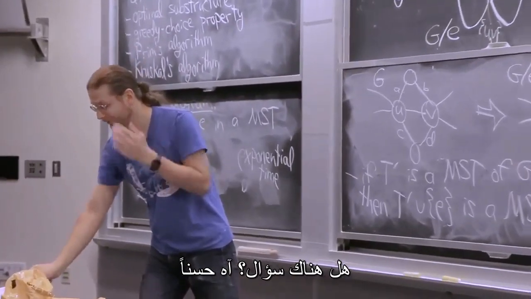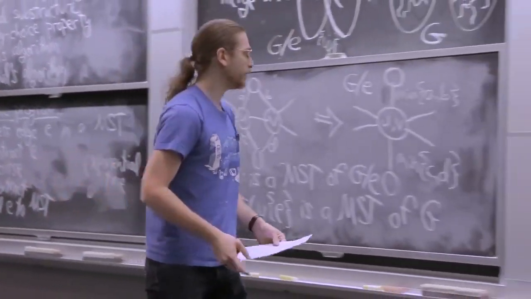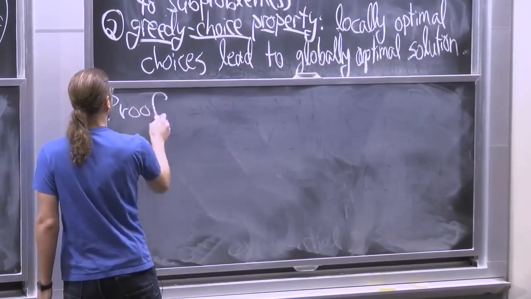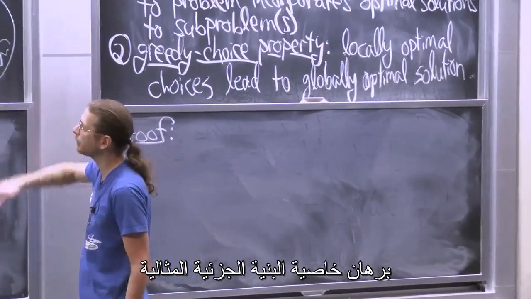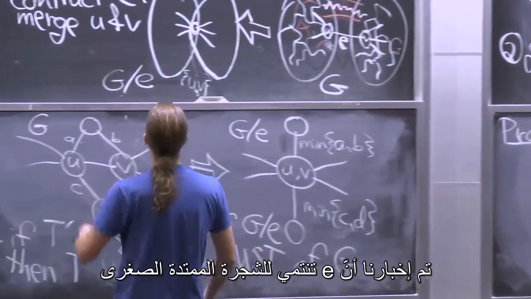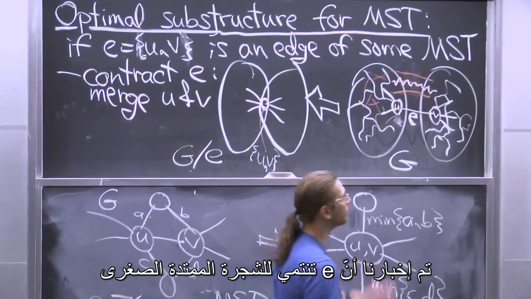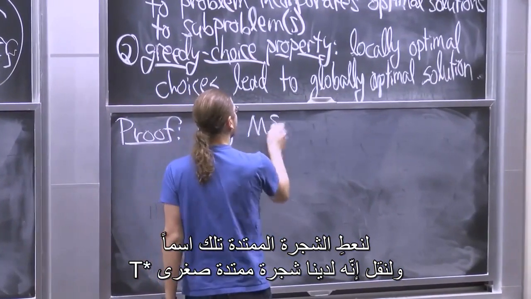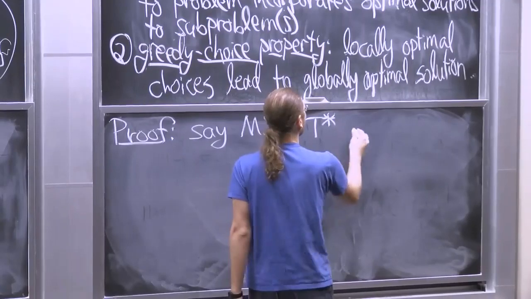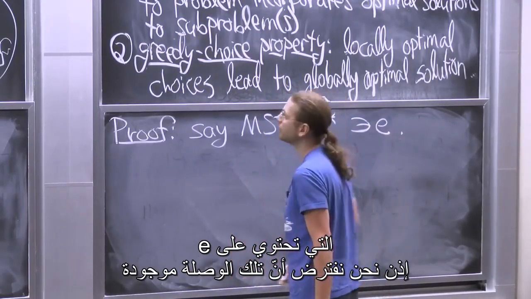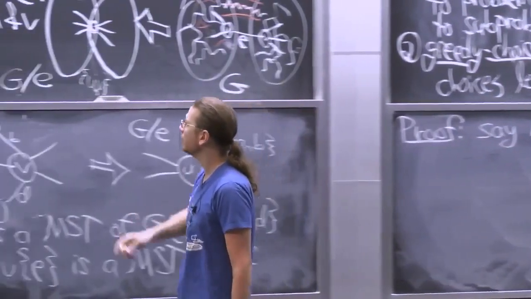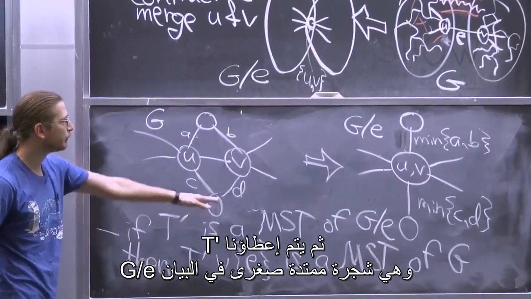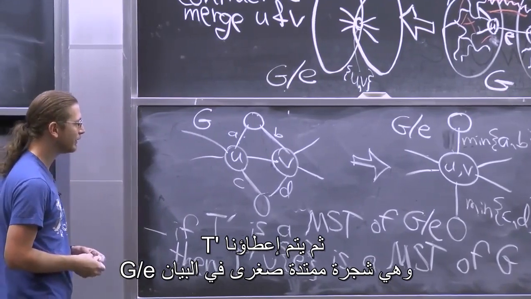Question? No? All right. I should be able to do this without looking. So, proof of optimal substructure. We're given a lot. We're told that E belongs to a minimum spanning tree. Let's give that spanning tree a name. Say we have a minimum spanning tree T star, which contains E. So we're assuming that exists. Then we contract E. And then we're given T prime, which is a minimum spanning tree of G slash E.